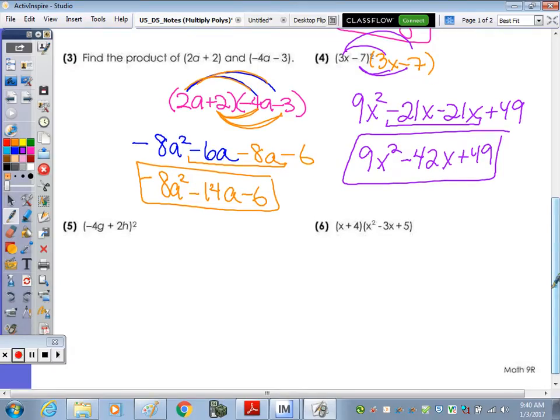One more in number 5. I think she's just trying to reiterate. Again, we don't just square the 4 and square the 2. You have to write it out twice. So this would be negative 4g plus 2h times negative 4g plus 2h. So why don't you go ahead and take a minute and multiply the binomial times itself in number 5. Same process as number 4.